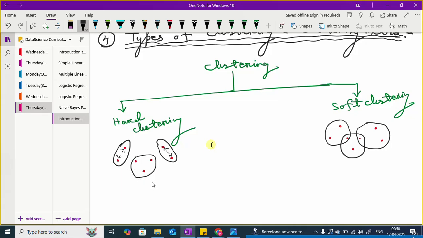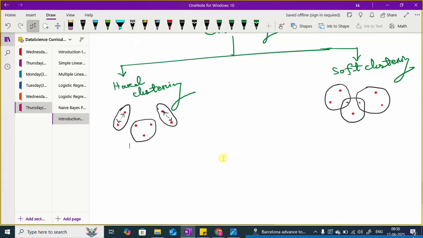But guys, one difference you can see. Here also I'm making three different clusters. Here also I'm making three different clusters. But what is the difference? The difference is that there is no overlapping. There is no intersection point in hard clustering. But in the case of soft clustering, there is an intersection point. They are overlapping with each other. Are you getting my point?